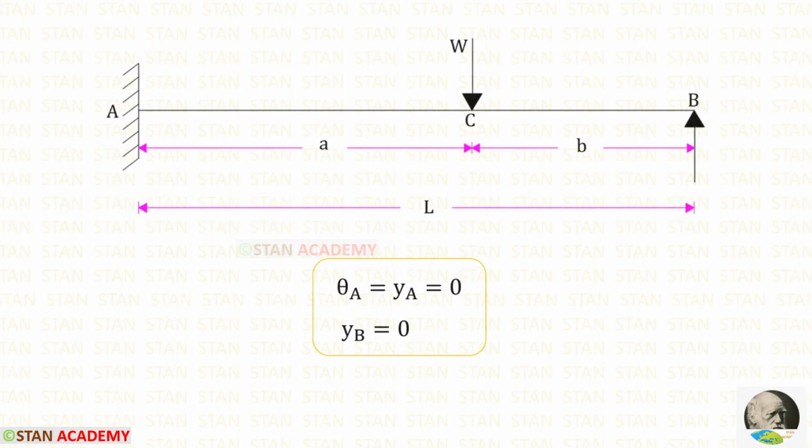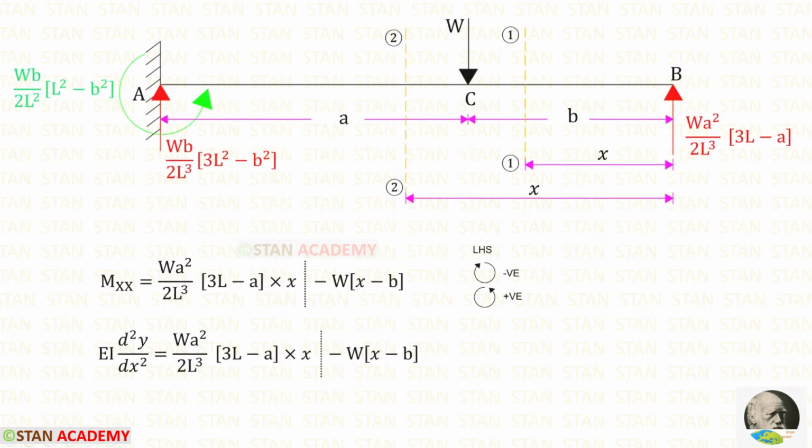In that method, we have to make sections. In this beam, there are two different parts, AC and CB. So we have to make two sections, one section in CB and one section in AC. You can see that I have made two sections, the first section in CB and the second section in AC. I have made both of the sections at a distance of x from the point B.